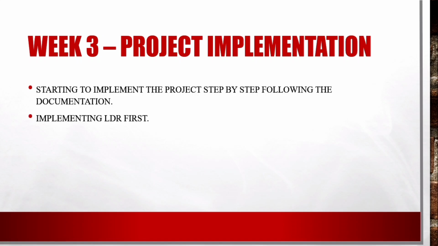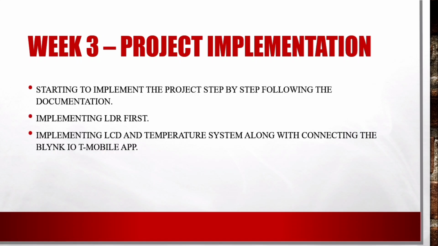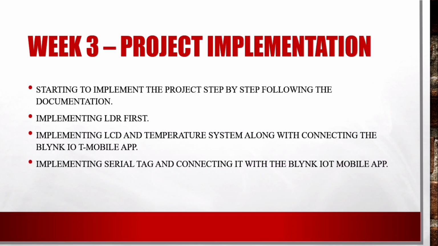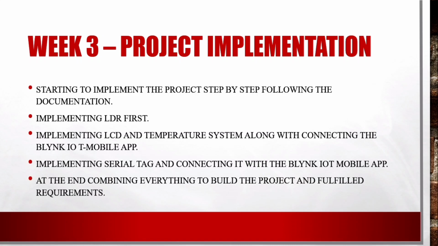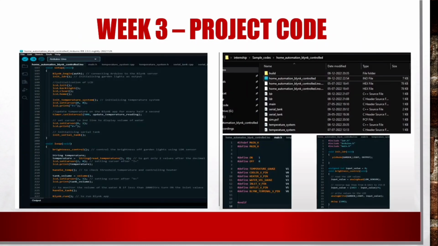The implementation of the project is followed by the documentation: first implementing the LDR, then implementing the LCD temperature along with the Blynk mobile app, then implementation of the serial tank and connecting it with the IoT mobile app. At the end, we combine everything to build the project and fulfill our requirements. These are the project codes, and these are some of the screenshots of the project.